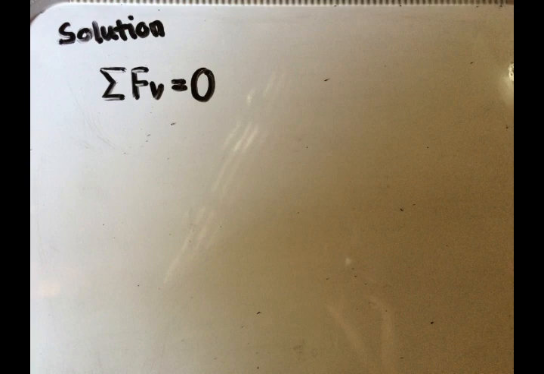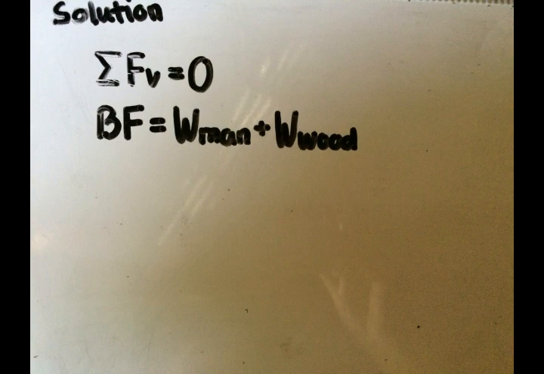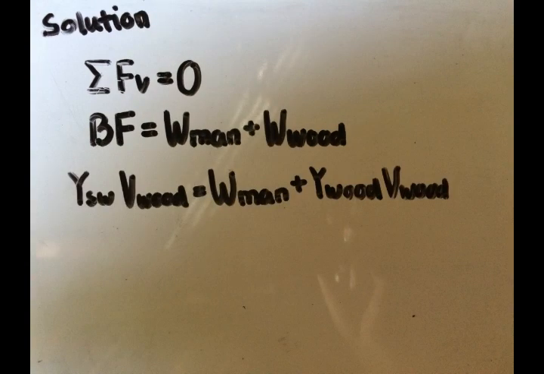So for our solution, we will do the summation of forces. From what I have said, the buoyancy force will always be equal to the weight, and the weight of the man and the weight of the wood will add up since both are going downward. So our equation is: buoyancy force equals the weight of man plus the weight of wood.